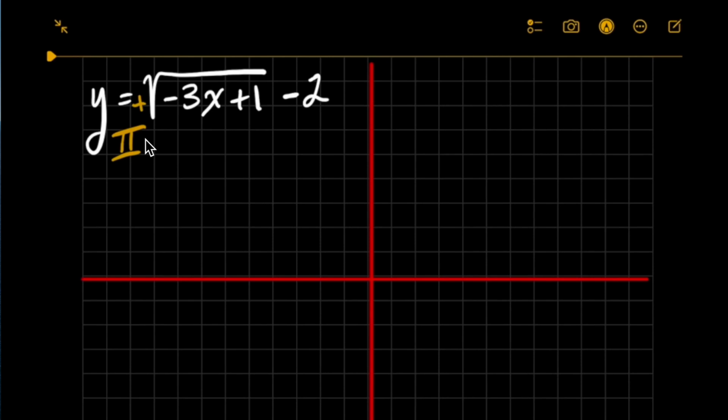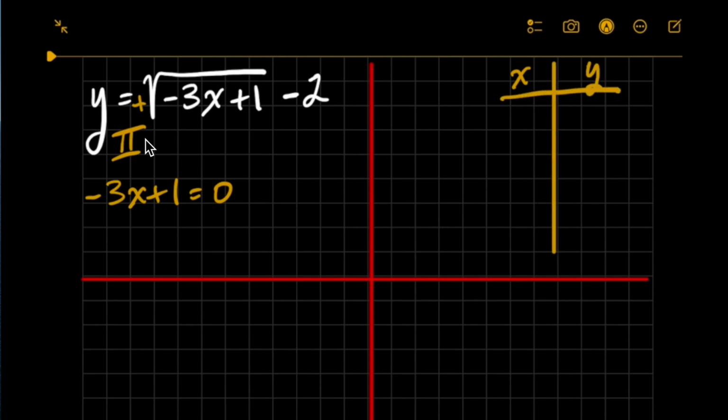First thing we do is we set our radicand equal to 0, and that is going to give us our origin. We set up our table of x and y values. Our x values are going to be chosen strategically to make our math easy, and then we're going to plug the x values into our function to get the y value. Here, if we solve for x, we will get negative 3x equals negative 1, x equals positive 1 over 3.